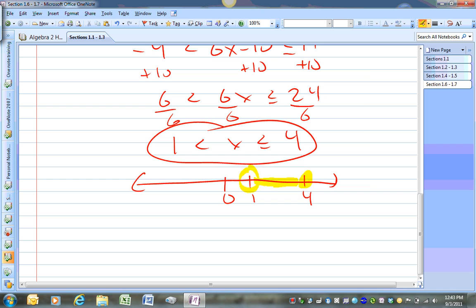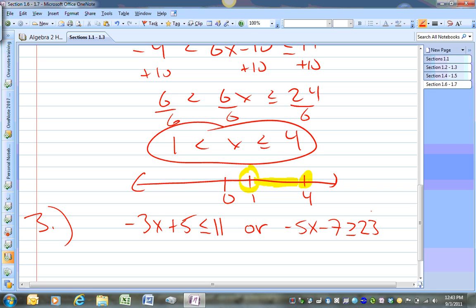For number 3, so you probably guessed, we're now going to look at the OR situation. Let's say I have the following. Negative 3x plus 5 is less than or equal to 11, or negative 5x minus 7 is greater than or equal to 23. So let's see what happens here.